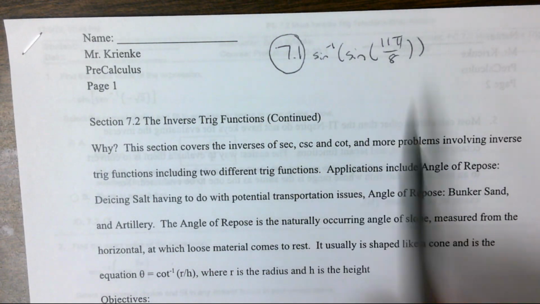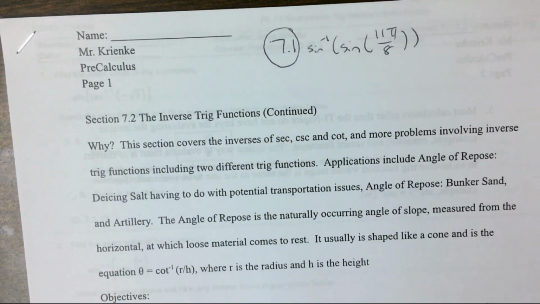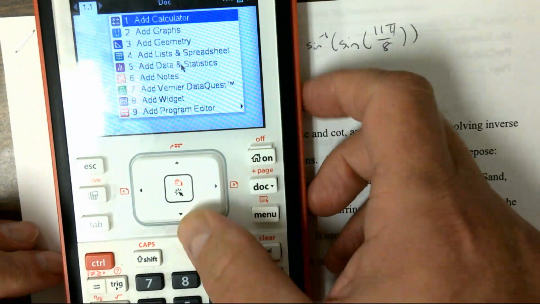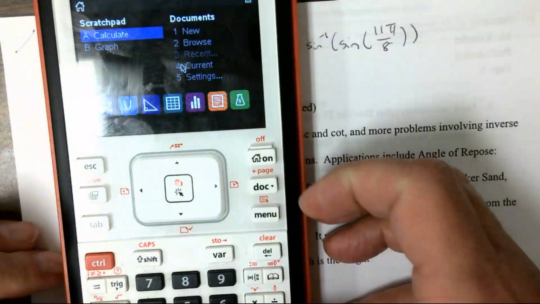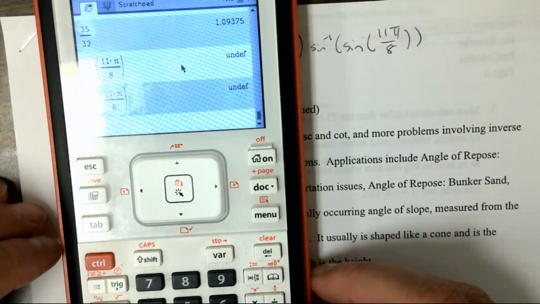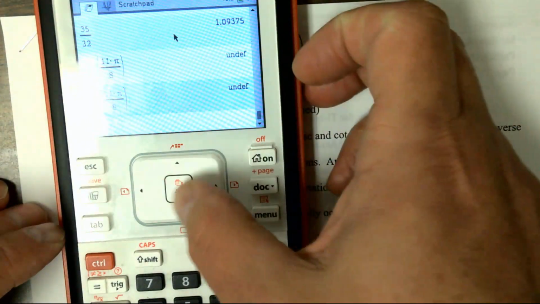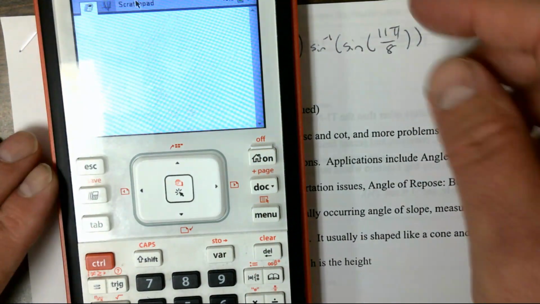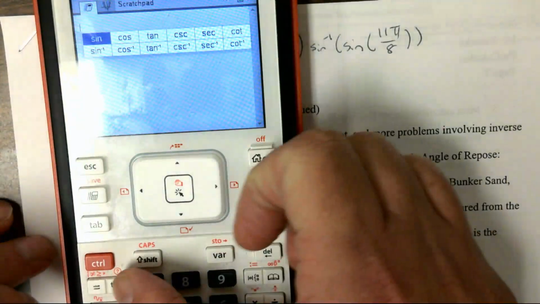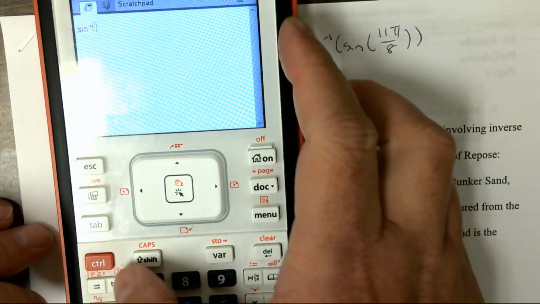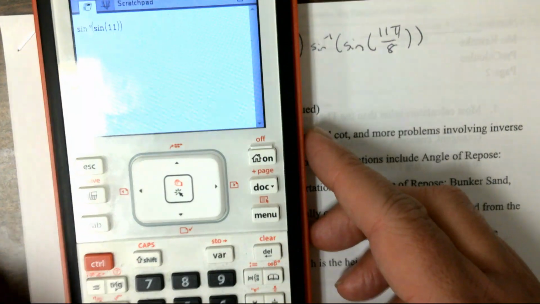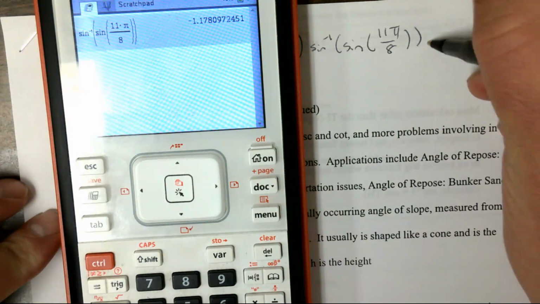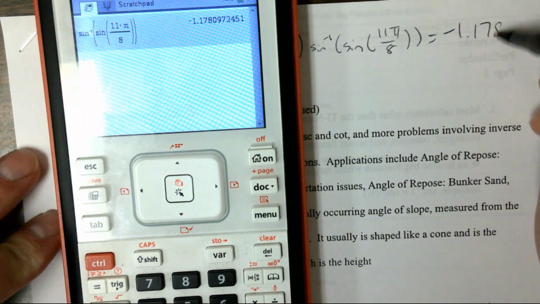So the first step, like what I told you on the other video, is to go ahead and go to the calculate screen. You want to do inverse sine of 11 pi over 8. And as a decimal, I get negative 1.178.